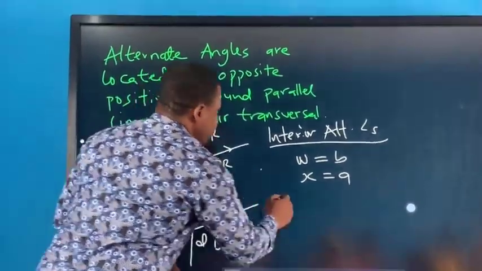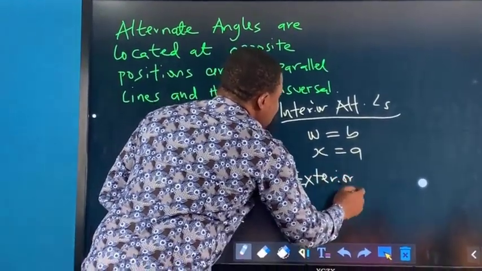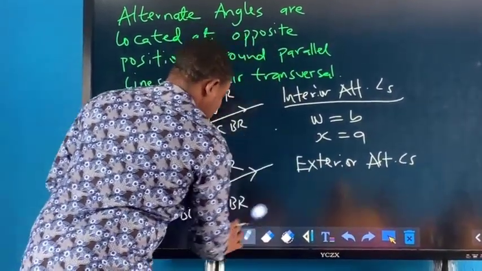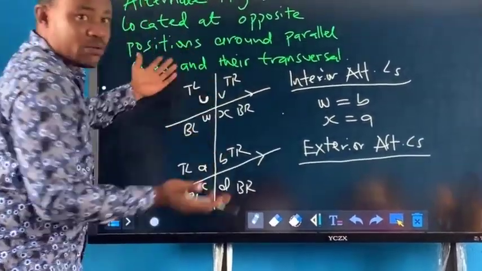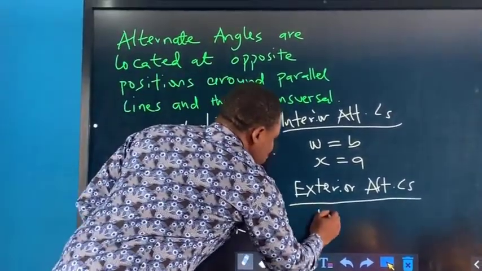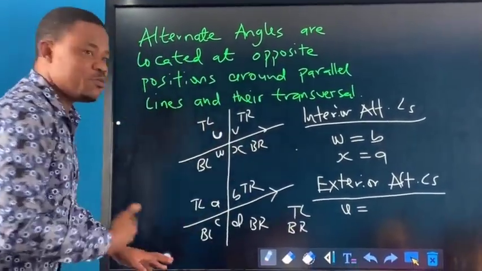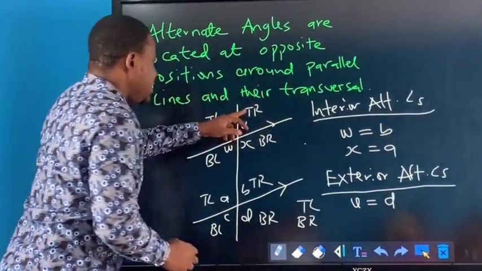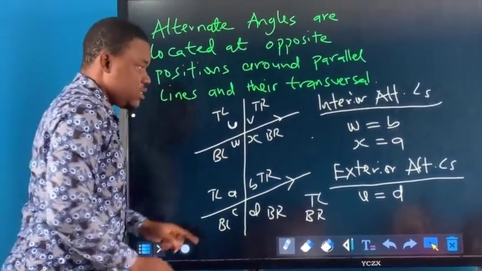Then if I'm doing alternate exterior angles, the ones that are outside, right? Who is top left here? U is top left. What's the opposite of top left? Bottom right. So who is outside here that is bottom right? D. So U becomes D. Are you getting that? And then B is top right. What's opposite of top right? Bottom left. So it's C. D and C for the opposite.